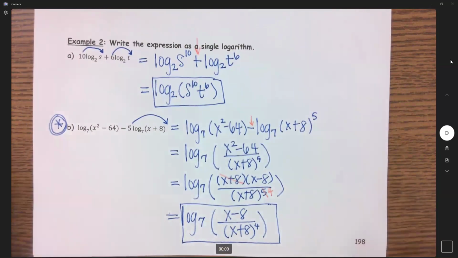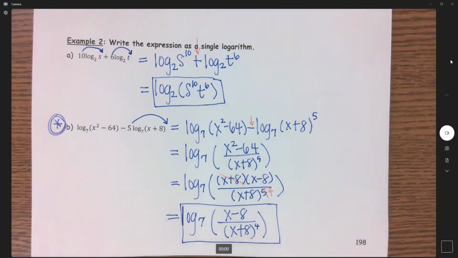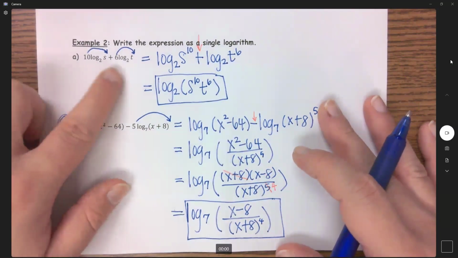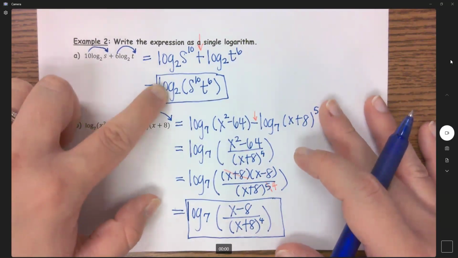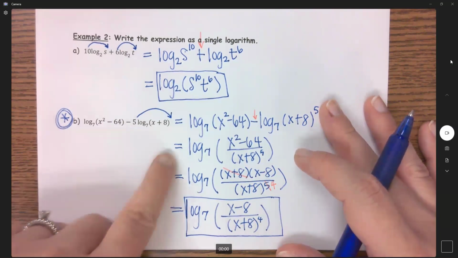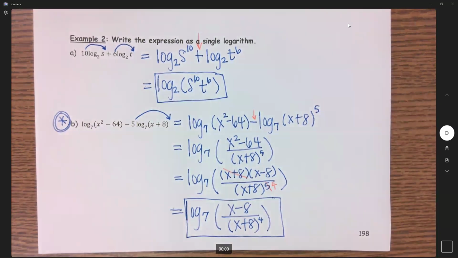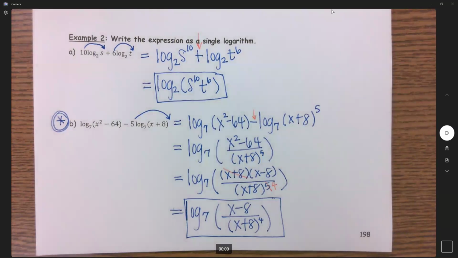I explained at the end of last video that before you go on to lesson 7, you need to be familiar with properties 6, 7, and 8, all 3 additional properties. Here's what we really need to be good at is going from multiple logs and condensing it to 1. So please practice that before you go on to lesson 7.